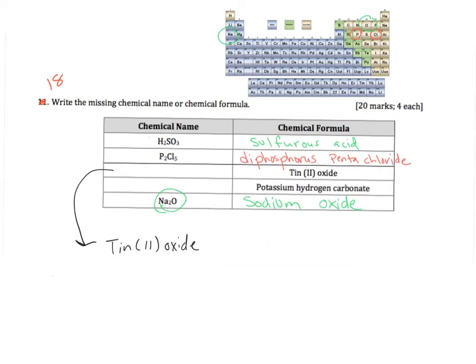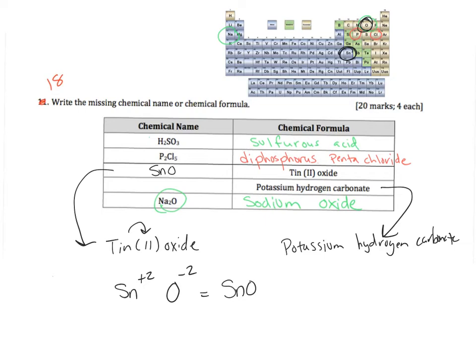Now let's do tin(II) oxide. Tin is Sn. Because it's a transition metal, they are giving us the charge. It's +2. And oxygen is in group 16, so it's -2. Now these charges should be balanced, and they are. So the formula is SnO. The next one is also ionic.